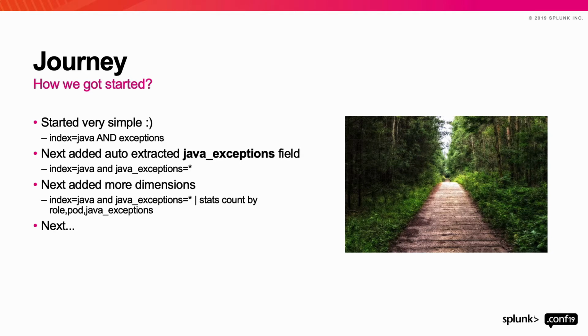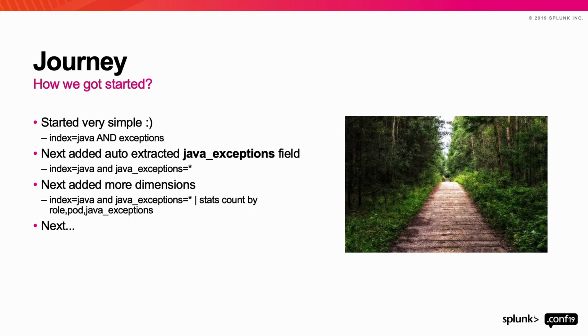Thanks, Steve. So we started very simple, with index equals Java and exception. This just gave us all the Java log lines that have exceptions on them. And then we just added the Java exception field, which is an auto-extracted field in Splunk. And that just gave us all the exception types we're looking for.